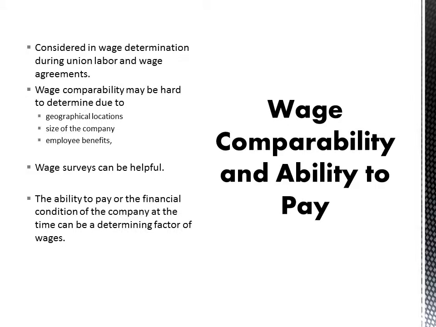Wage comparability and ability to pay are also considered in wage determination during union labor and wage agreements. Wage comparability may be hard to do based on certain circumstances that may include, but are not limited to, geographical location, size of the company, and employee benefits. But wage surveys can be helpful. Also, the ability to pay, or the financial condition of the company at the time, can be a determining factor of wages.